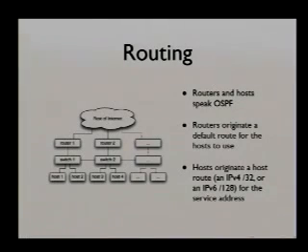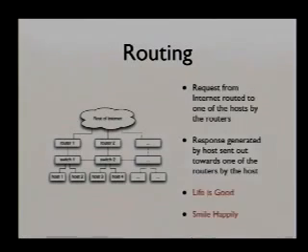The routers and hosts speak OSPF, and the reason they do that is so that the hosts can originate routing information for that loopback connected service address towards the routers, which provides the routers with a way to route requests to those addresses to the hosts. And the routers in return originate a default route back to the hosts. So requests from the internet are routed down through the top of that cloud, through one of those routers, towards one of those hosts, and the response generated by the host is sent out towards one of the routers, and life is good. And I've ignored all the difficult parts, which I'm now going to describe.